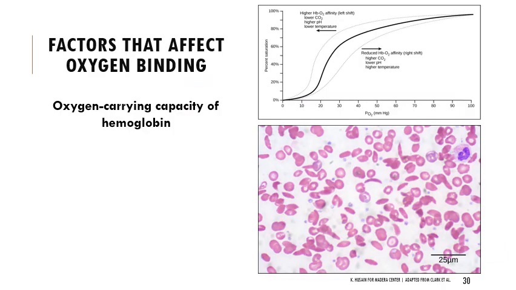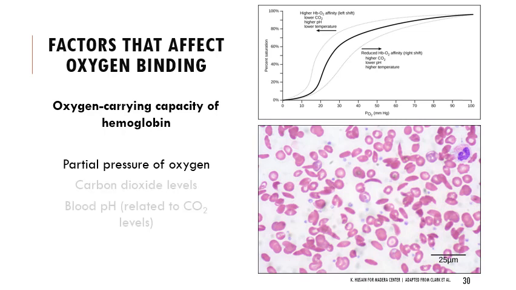There are a few things that affect how well oxygen can bind to hemoglobin, which is called the oxygen carrying capacity of hemoglobin. One of those is the partial pressure of oxygen. Initially it's hard for oxygen to bind to hemoglobin. As more oxygen binds, it gets a little easier to attach, but once it gets really high, it gets harder to attach that final oxygen. So the partial pressure of oxygen changes how well hemoglobin picks it up.